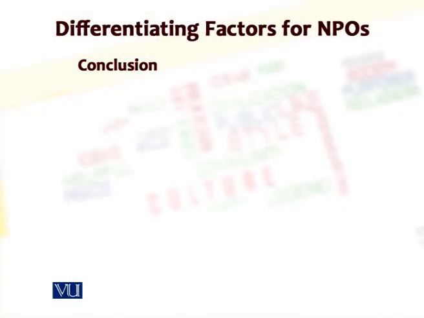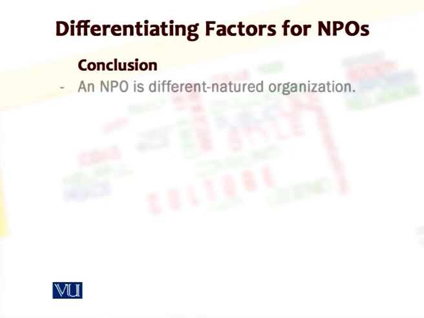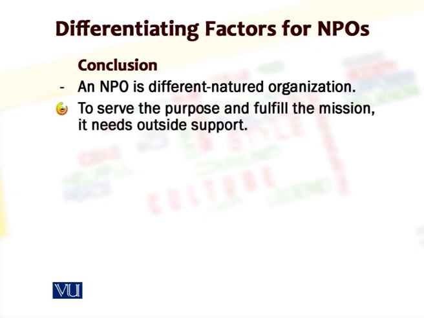After having heard the whole narrative, I'm sure you will agree with me that NPOs are different from commercial organizations. And the differentiating factors basically emanate from two major dimensions. The one is the special purpose of the organization for which the NPO exists, and the second is the support mechanism, which makes it very important for NPOs to depend on donors and funders.